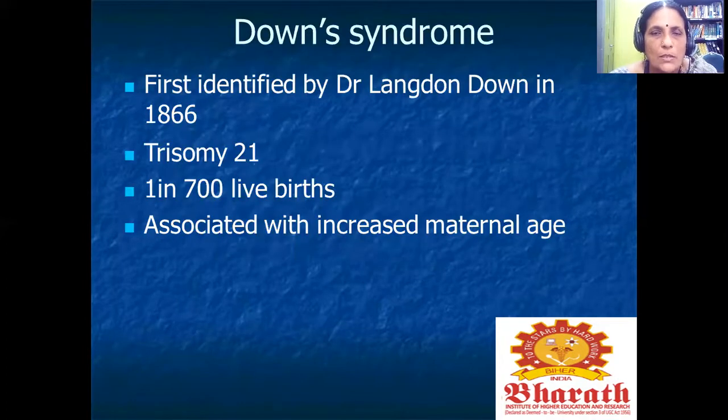Next, see about Down syndrome. Down syndrome was first identified by Dr. Langdon Down in 1866. It is a trisomy 21, occurs in 1 in 700 live births, and is associated with increased maternal age.